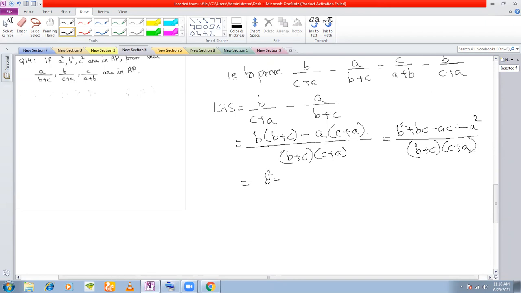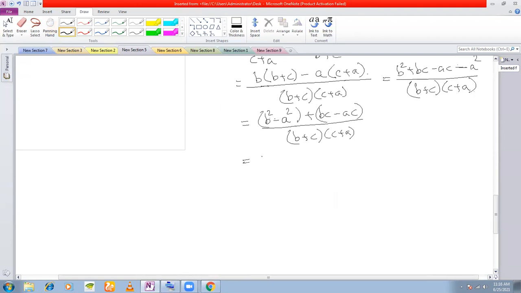Take the b square and a square together. B square minus a square, and take bc and ac together, divided by b plus c into c plus a. Okay, so factorize this: b plus a into b minus a plus, last part you can take c common, you get b minus a, divided by b plus c into c plus a.